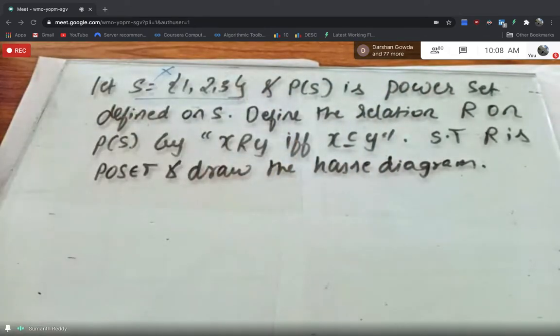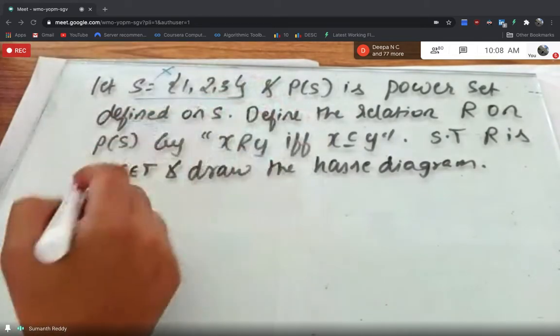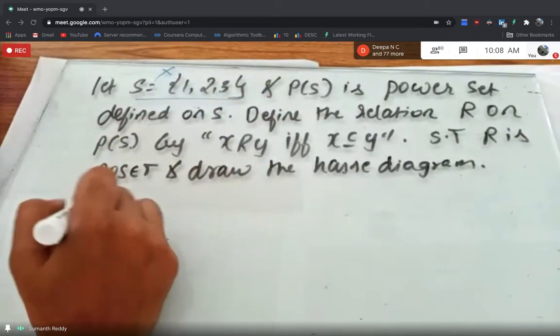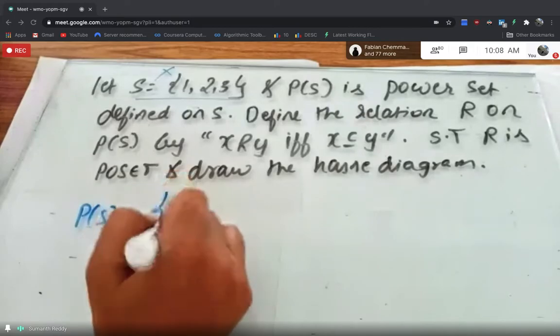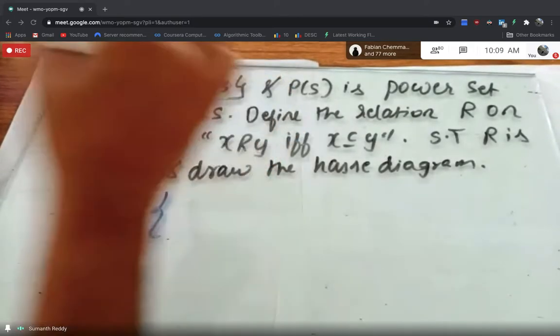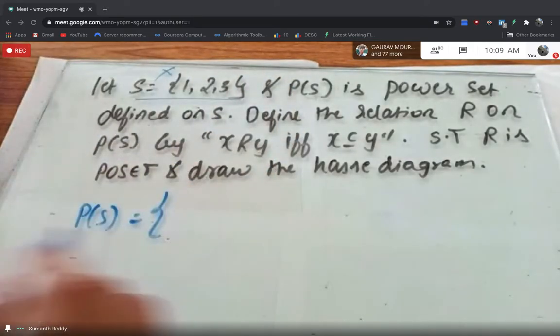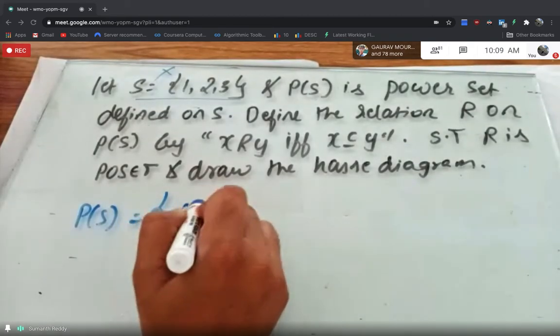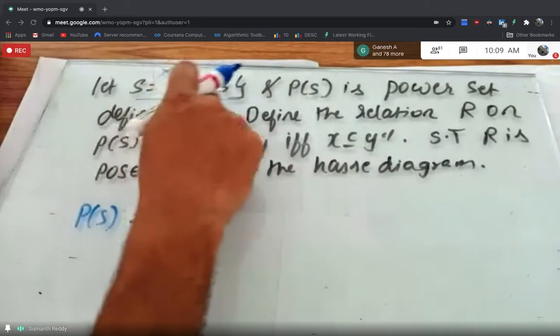So in order to solve this kind of problems, first of all, the student should have a clear idea about the power set, right? So let me first define the power set. Power set P of S will contain all the possible subsets of the set S. So which are all the possible subsets of S? One subset is a set having only 1. Yes, it is a subset of {1, 2, 3}.